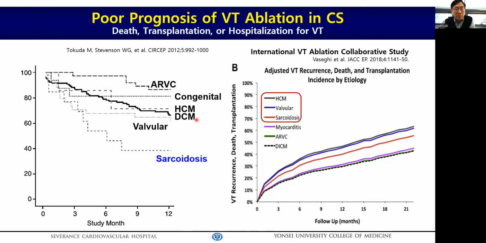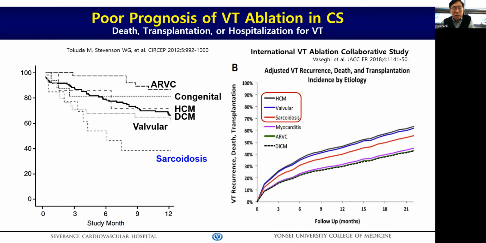In these studies from Stevenson Group and International VT Collaboration Study Group, sarcoidosis shows a very poor rhythm outcome after VT ablation along with HCM or valvular VT. But the outcome of VT ablation in patients with genetically associated cardiomyopathy, such as LMNA mutation, is even poorer.